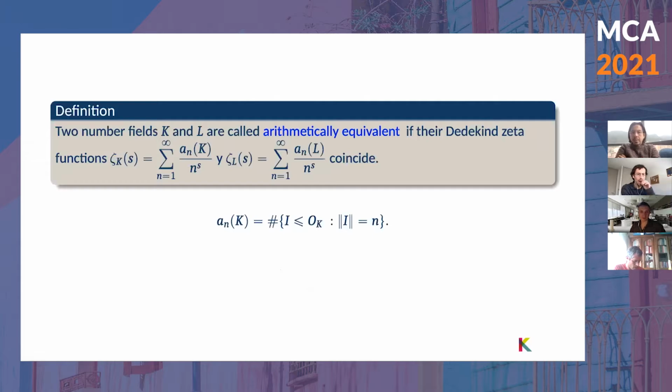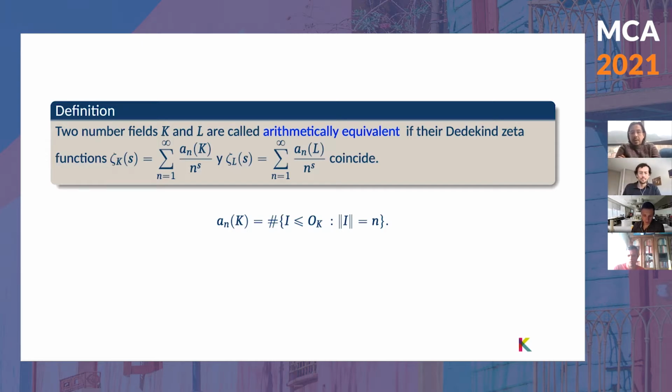I like to talk about number fields and finding invariants of number fields, things that classify them, and not only any kind of invariants, but invariants that people usually find to be fun. I don't know what exactly that means, but that's what I like. One that I really like is the Dedekind zeta function of a number field. There's this definition called arithmetic equivalence: we say that two number fields are arithmetically equivalent if their Dedekind zeta functions coincide.